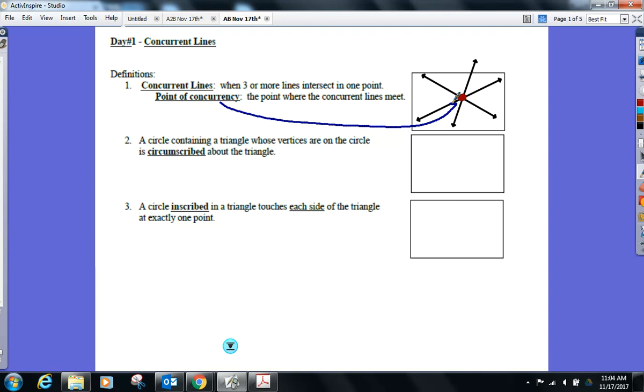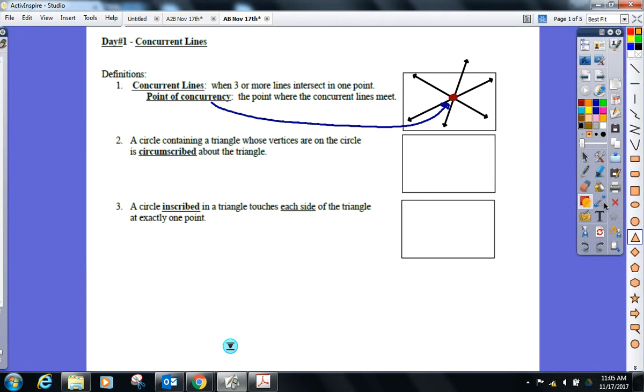So I'll just let that sink in, because the vocab's coming strong and fast today. Three lines that all intersect at the same point: concurrent. That point that they intersect is called the point of concurrency. We all good? All right, now let's start talking about a triangle and a circle. When I have a circle that's drawn around a triangle.